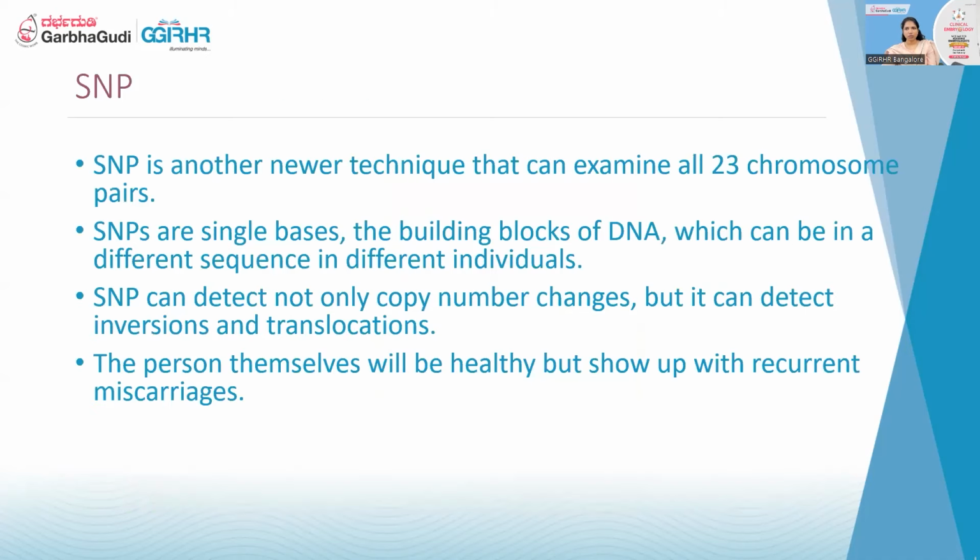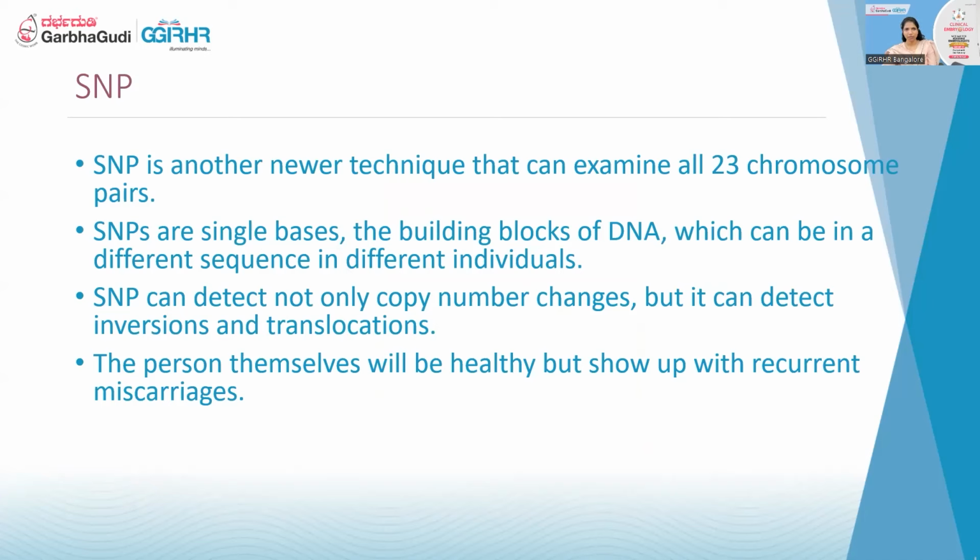And there is also a technique which we generally analyze, that is SNP, single nucleotide polymorphism. It is a new technique that can examine all 23 chromosomal pairs. So SNPs are single bases. They are the building blocks of DNA, which can be a different sequence in different individuals. So they can detect not only the copy numbers or the changes, but inversion and translocation can also be detected in SNPs.